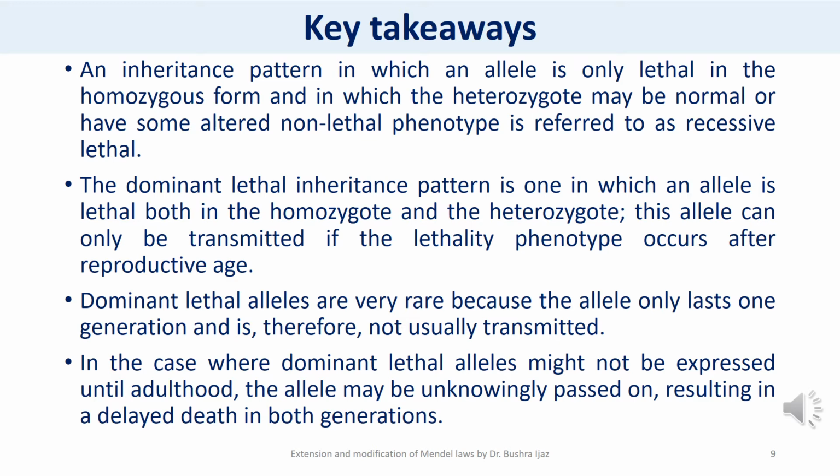The dominant lethal inheritance pattern is the one in which an allele is lethal both in the homozygous as well as in the heterozygous condition, and this allele can only be transmitted if the lethality phenotype occurs after the reproductive age. Dominant lethal alleles are very rare because the alleles only last one generation, which means that they are not transmitted. And in the case where dominant lethal alleles might not be expressed until adulthood, the alleles may be unknowingly passed on, resulting in a delayed death in both generations.